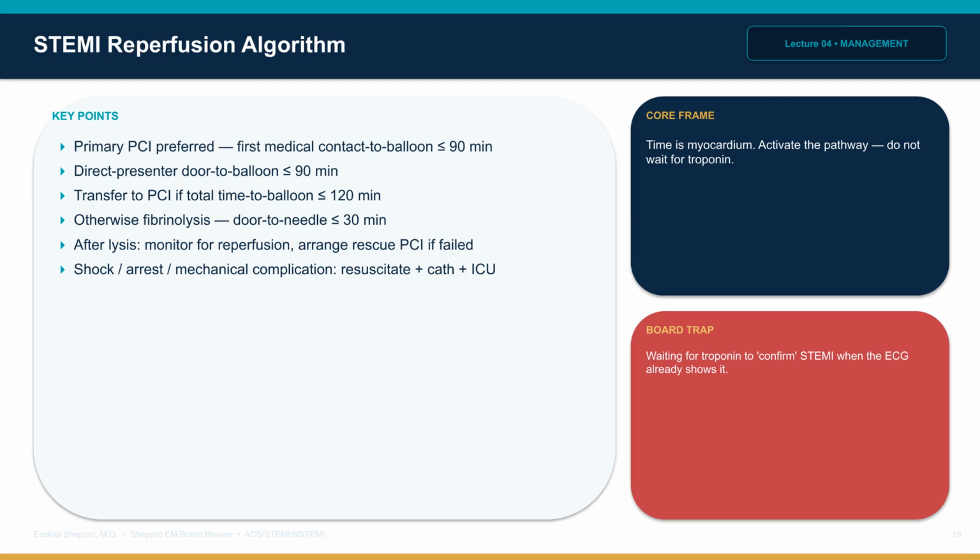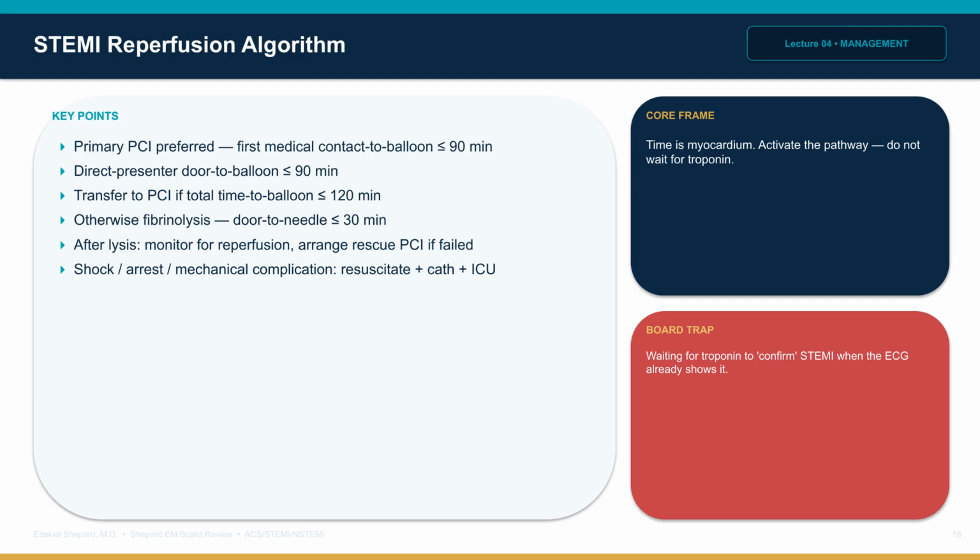For STEMI, the algorithm is reperfusion. If the ECG and story fit STEMI or a STEMI equivalent, activate the reperfusion pathway immediately. Primary PCI is preferred with a goal of first medical contact to balloon within 90 minutes, or door to balloon within 90 minutes if the patient presents directly.